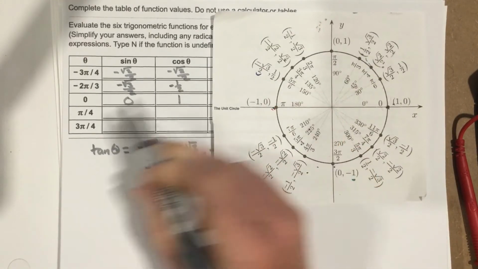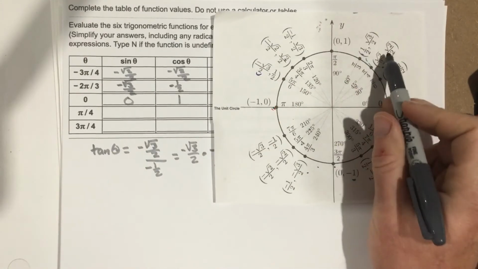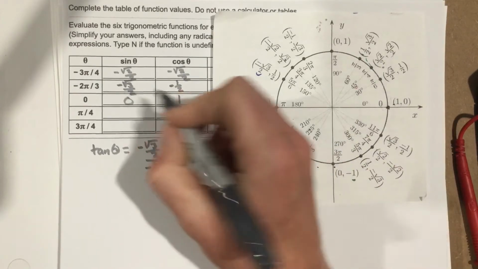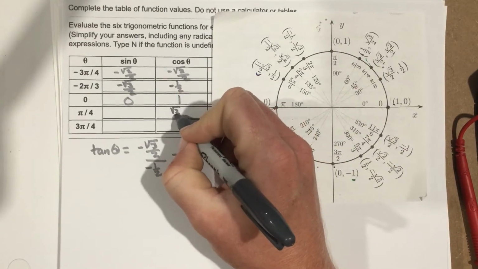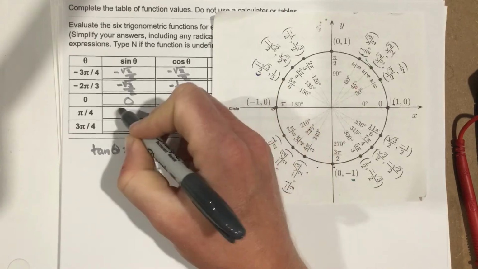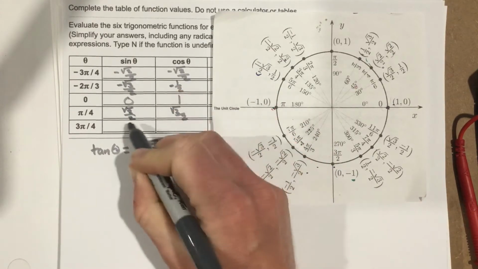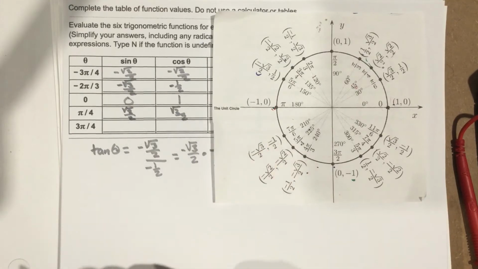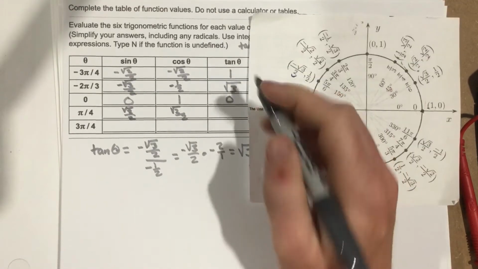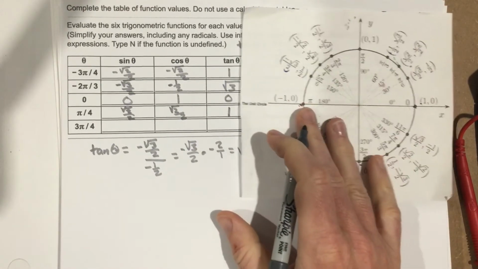Now I go to pi over 4. Pi over 4 is up here. I've got cosine as root 2 over 2 and sine as root 2 over 2. If I divide those, right, sine divided by cosine, I end up with 1.